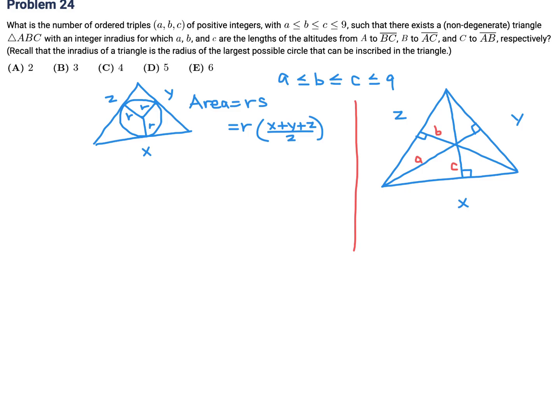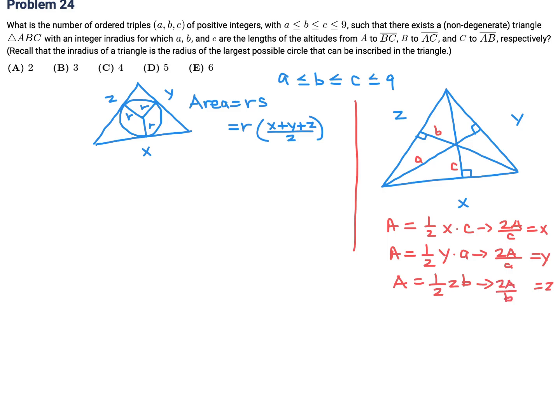Okay, so from this guy over here, the area of that triangle could be 1/2 base times height, where the base is x and the height is c. Or the area could be 1/2 base times height, where the base is y and the height is a. Or you could have a 1/2 zb situation. And if you modify these, you will get the following. So you get x equal to 2A over c, and y is equal to 2A over a, and then z would be equal to 2A over b. I hope that's correct. And then what we'll do is substitute that into this guy.